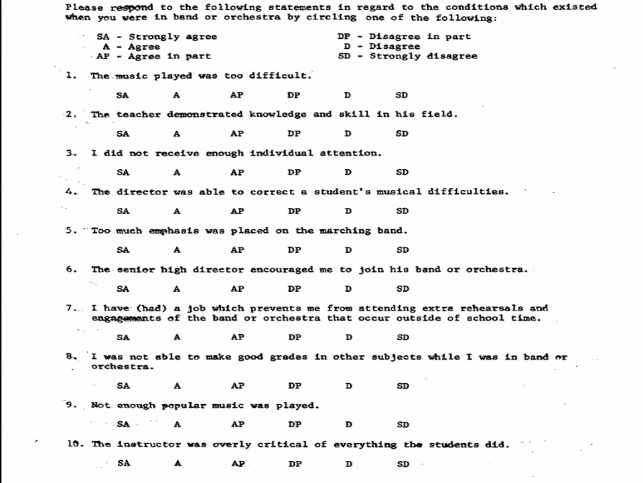This refers to people who were in a band or orchestra. That was the population. Here we have 6 options. You can see they're defined up above, forcing people to make a choice, no neutral. Both positive and negative, for example, not enough popular music was played, so we're looking at repertoire. There was too much emphasis on marching band. So a variety of issues. The instructor was overcritical of everything the students did. So both the kind of instructor, the repertoire, and maybe the general instructor's perspective.